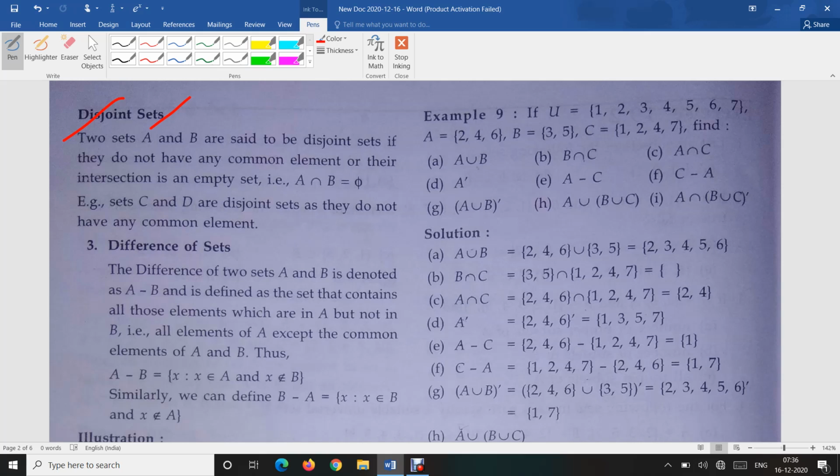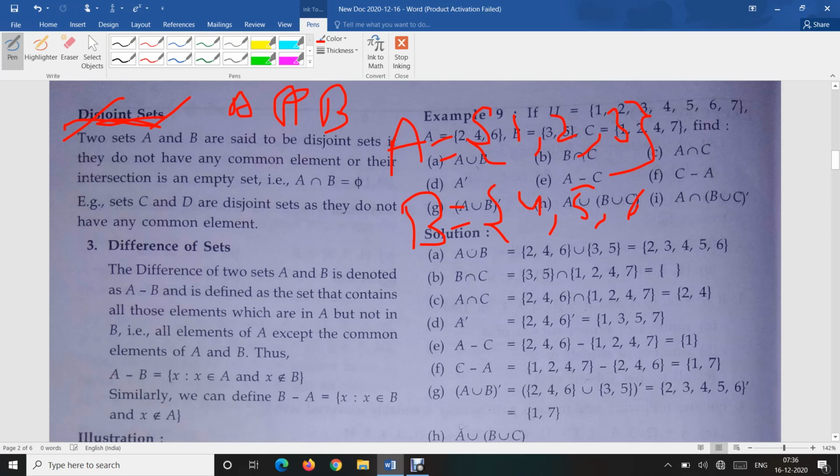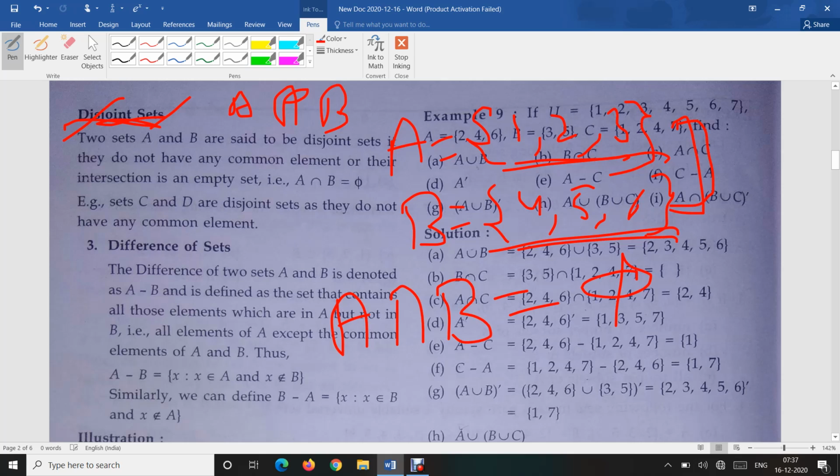So you can say, if set A and set B do not have any common element in their intersection, then they are disjoint sets. Suppose set A has 1, 2, 3, and set B has 4, 5, 6. As you can see, no element is common here. So A intersection B is equal to the null set, because if no element is common, the number of common elements will be 0, and you write the null set as ϕ. So A intersection B is equal to ϕ. That means there is no common element in set A and set B.